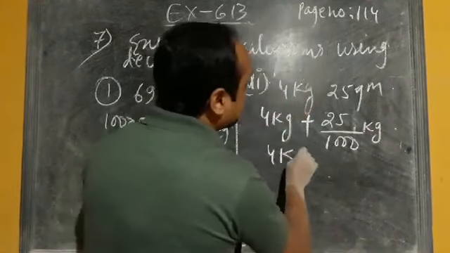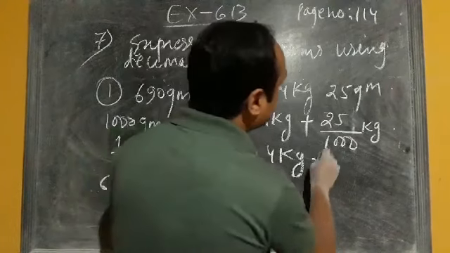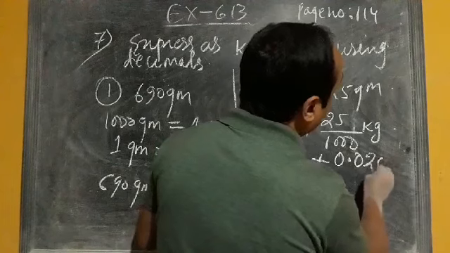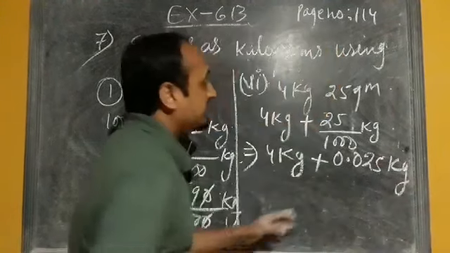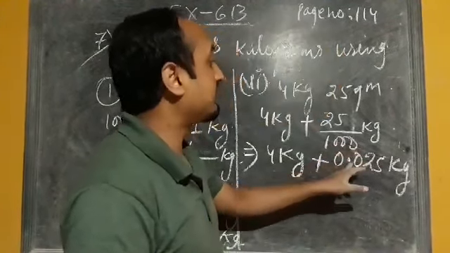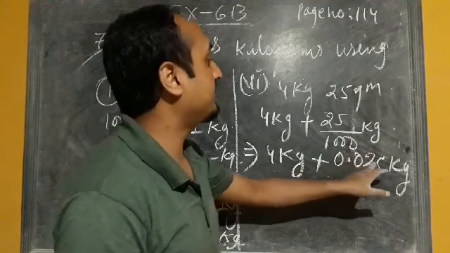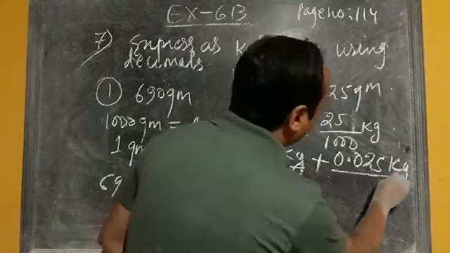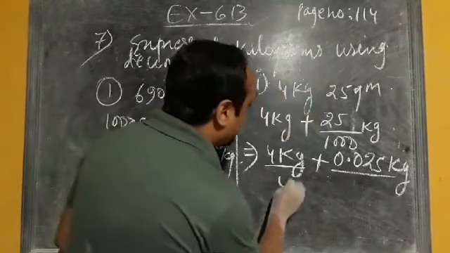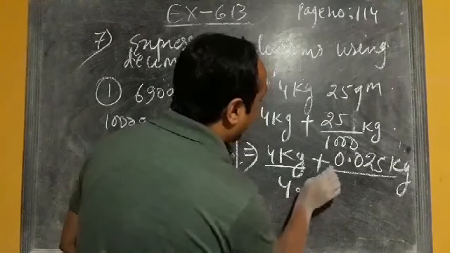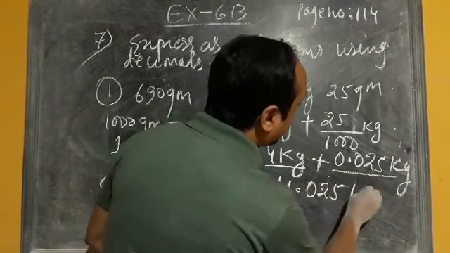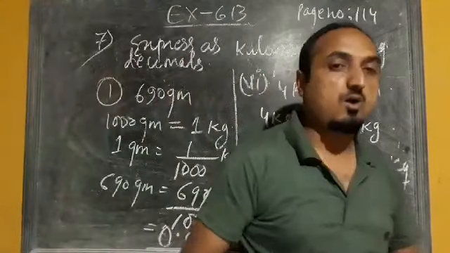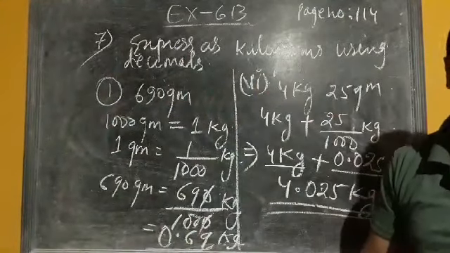So 4 kg plus, here we can write this one as 0.025 kg because we have 3 zeros. So after the decimal we have to write 3 numbers. So 0.025. Now 4 kg plus 0.025 kg. So this can be 4.025 kg. So this is the answer for this question. Now I am going to solve the last question, question number 8.